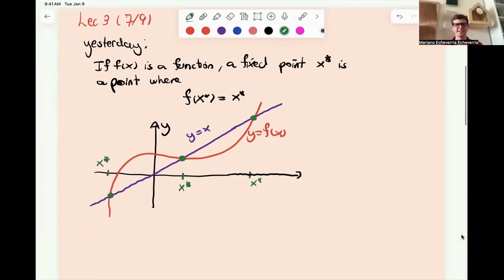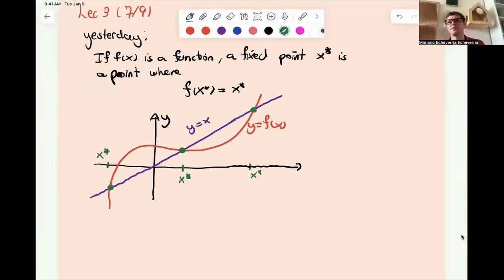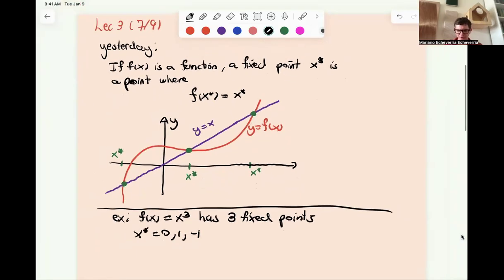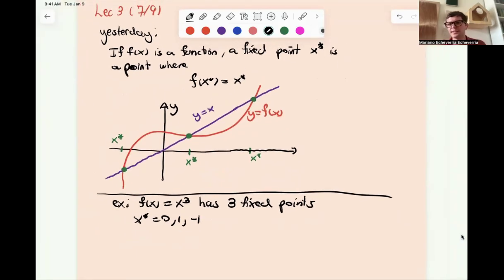It's also easy to come up with examples of functions that have no fixed points. The one I had said yesterday, f of x equals x cubed, has three fixed points. We had done that example. The fixed points in this case were 0, 1, and -1. But if you play around with the graph, it's easy to come up with cases where there would be no fixed points.